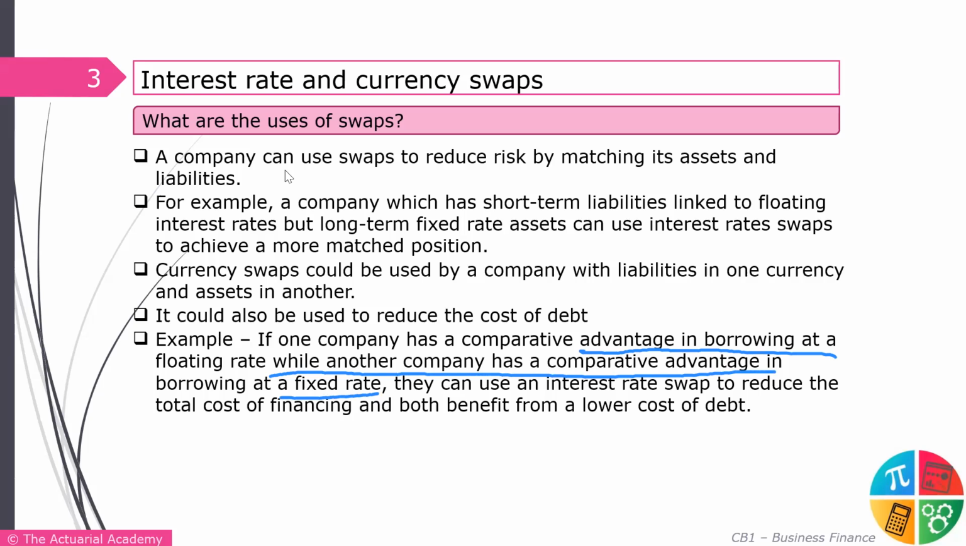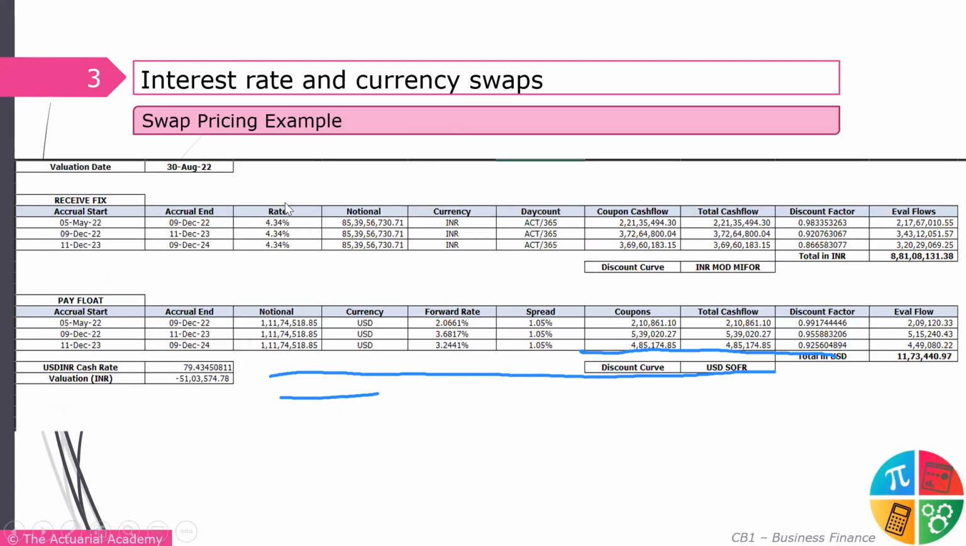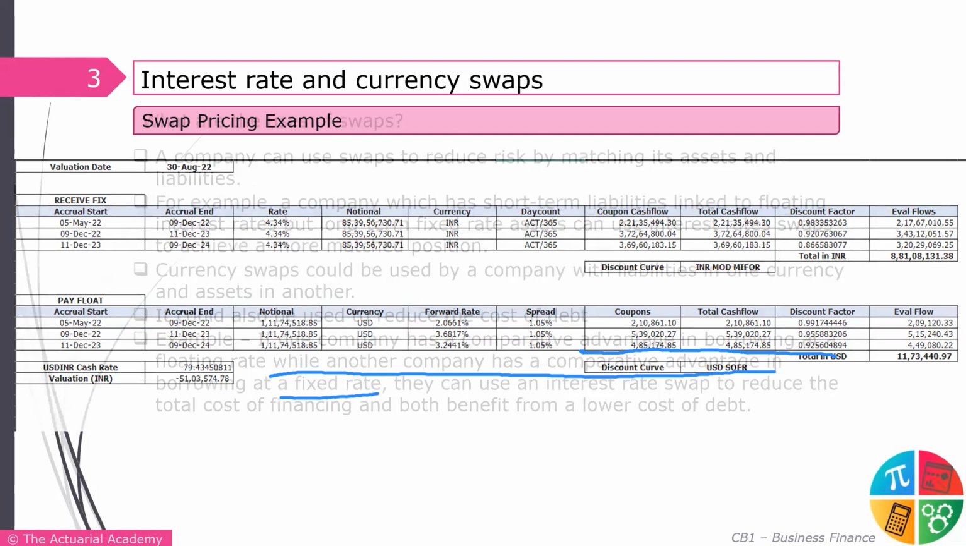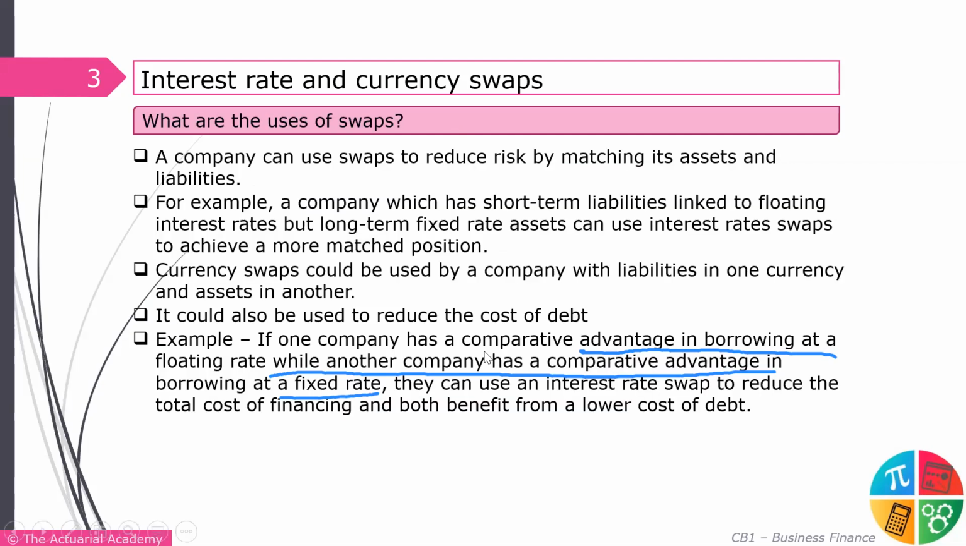So in this example that I have mentioned in the last slide, this is a fixed rate that you are receiving on an INR notional, and you are paying floating rate on a USD notional. So this is a fixed float swap, fixed float cross currency swap. The example that I took in Paint was a fixed cross currency swap. So that is the only difference between both.